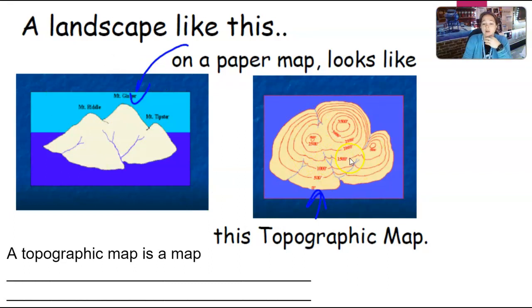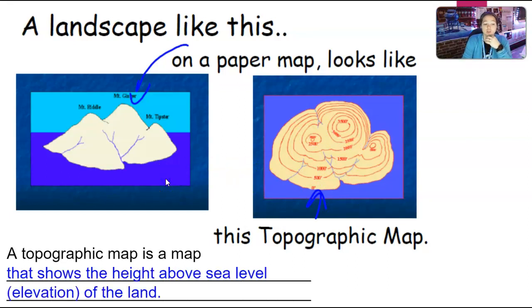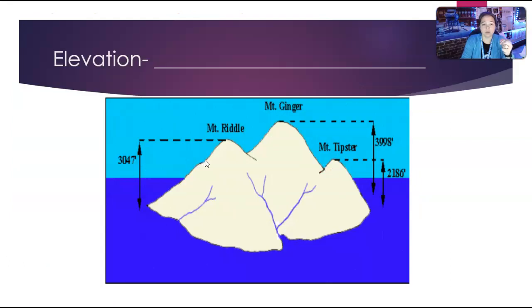This is a topographic map. A topographic map is a map that shows the height above sea level or the elevations of the land. So if you were to plot this out, you could or should get something that looks very similar to this. So elevation. It's just the distance but above sea level.